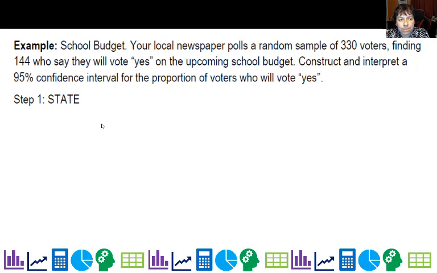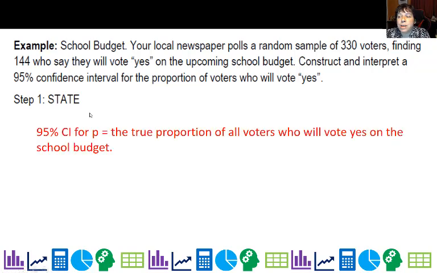So step one is state: the parameter we're looking for is the 95% confidence interval for the true proportion of all voters who will vote yes on the school budget. Do not be afraid to almost copy and paste from the question, as long as you've got the right part of the question.